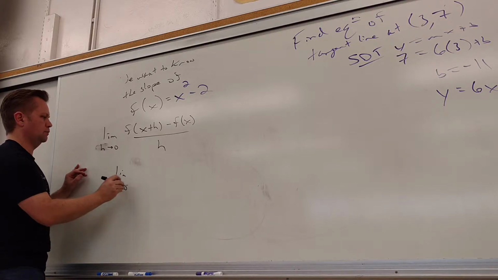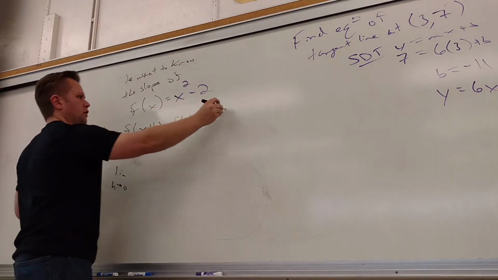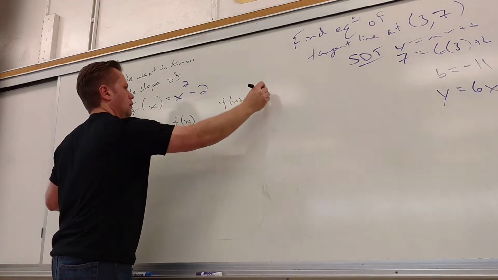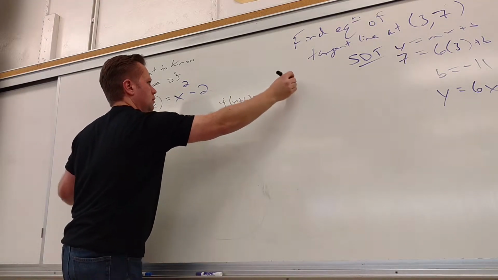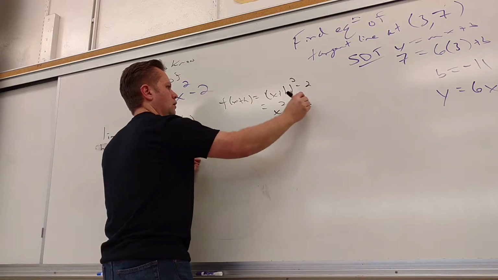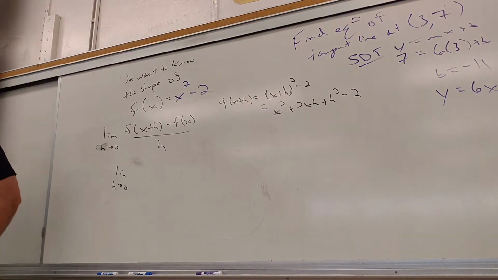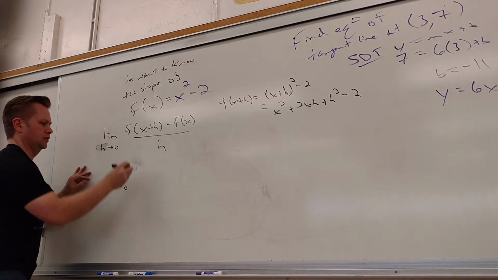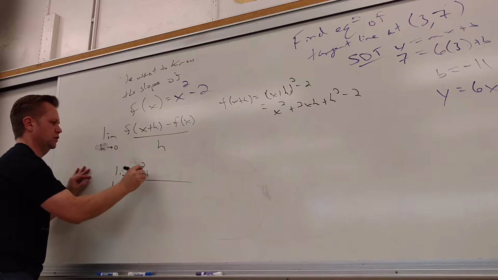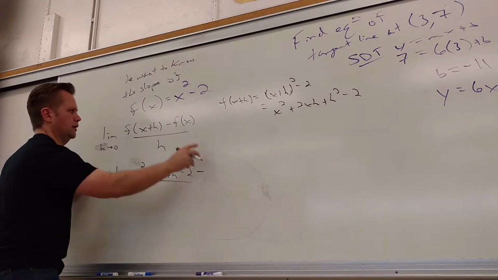What's f of x plus h? So you got to plug in x plus h in there, right? X plus h squared. Yeah, x plus h squared minus 2, which is? X squared plus 2xh plus h squared minus 2. Alright, that took you forever. Sorry. Good. So you get x squared plus 2xh plus h squared minus 2 minus, what's f of x?